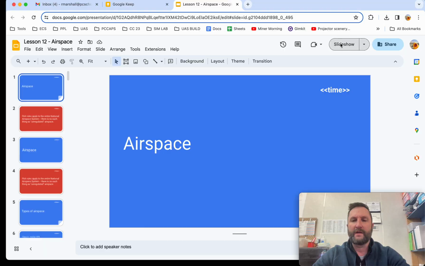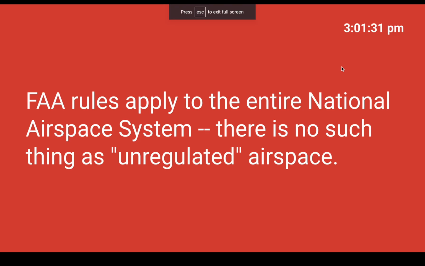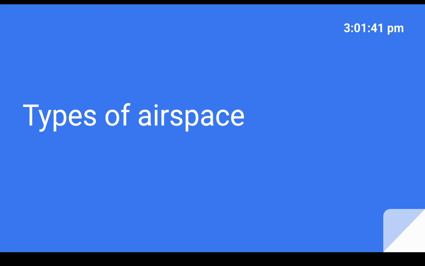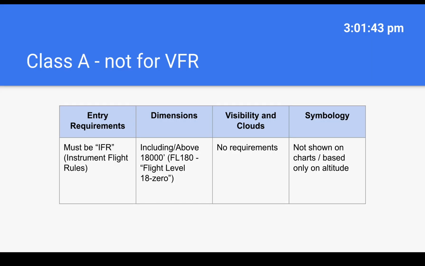So here we go. Airspace. FAA rules apply to the National Airspace System. We call that the NAS, and there's no such thing as unregulated airspace. So, types of airspace. Let's start with Class A.